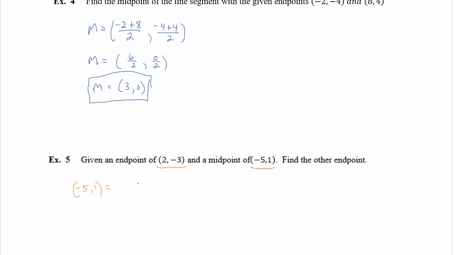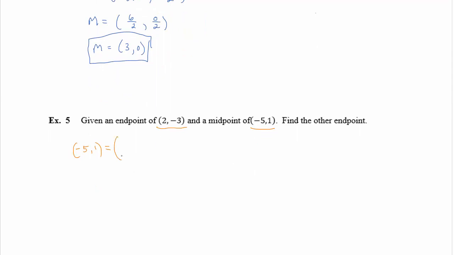That better equal, adding up our x's, so 2 plus, we're missing the other x, so we just put in x, all divided by 2, comma, that 1 better be equal to adding up our y's of our endpoints. So that would be -3 plus our other y, which is unknown, over 2. And now let's set our x's equal to our x's. So -5 equals 2 plus x all over 2. And let's set our y's equal to each other. 1 equals -3 plus y over 2.